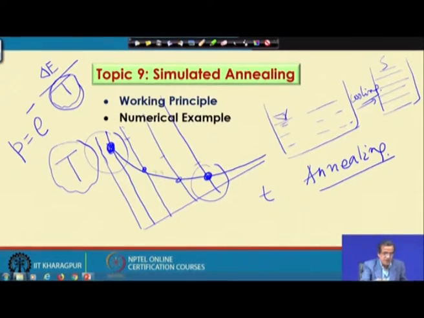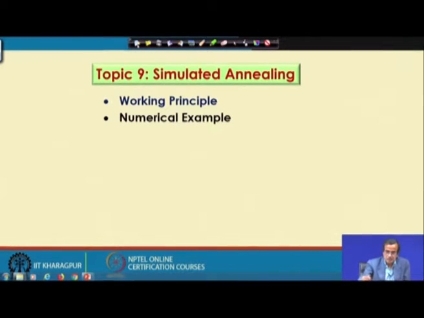So, this particular principle will follow just to minimize the energy, and in principle it can solve the minimization problem. So, this is the way we try to model the annealing process in an artificial way, and it can solve that particular minimization problem. And we solved some numerical examples just to explain the working principle of this simulated annealing.